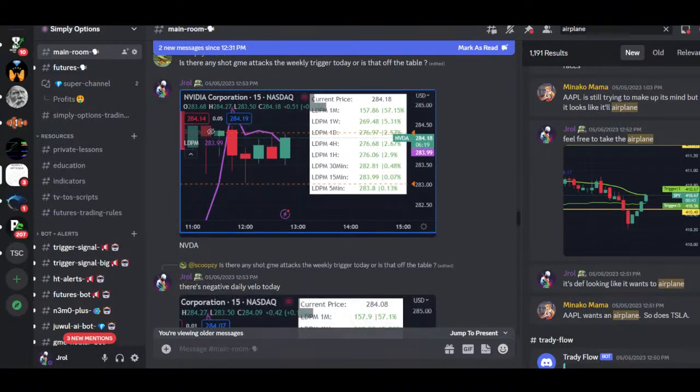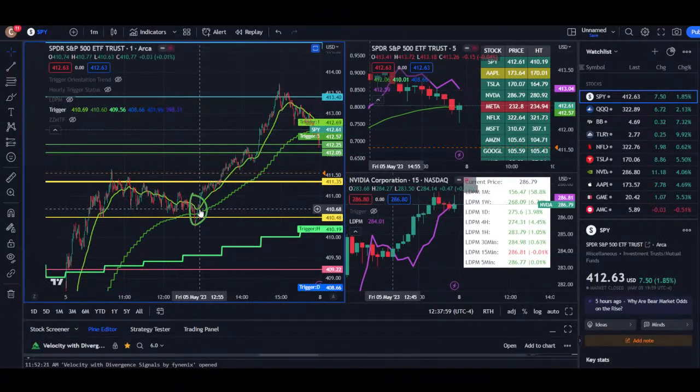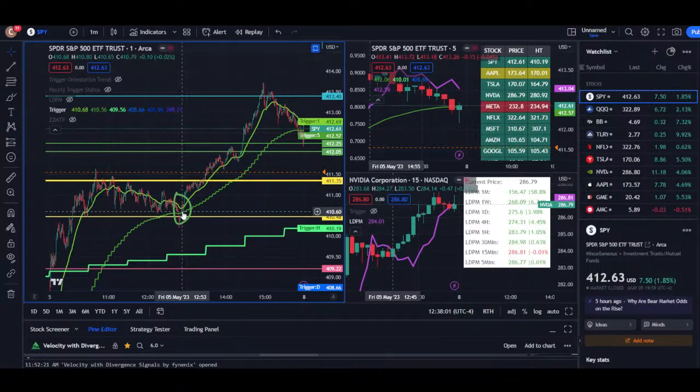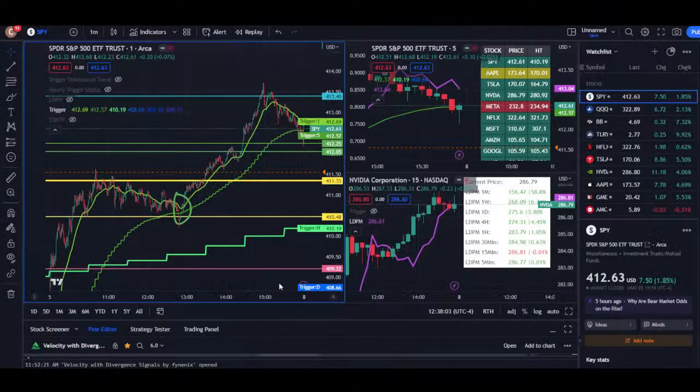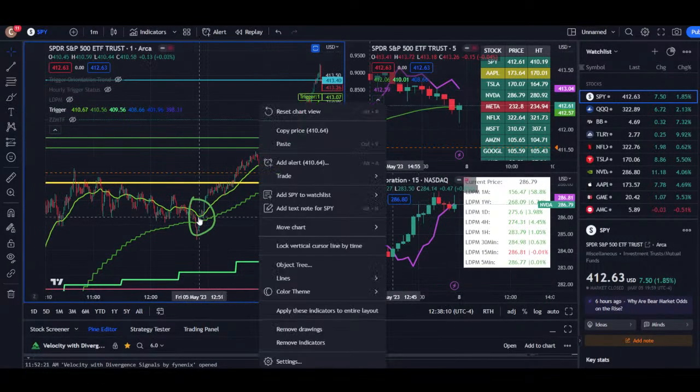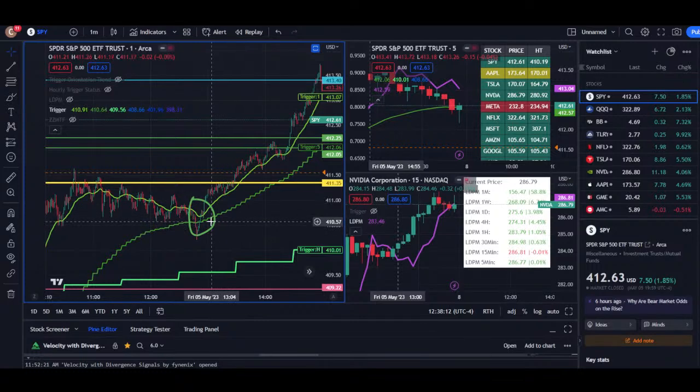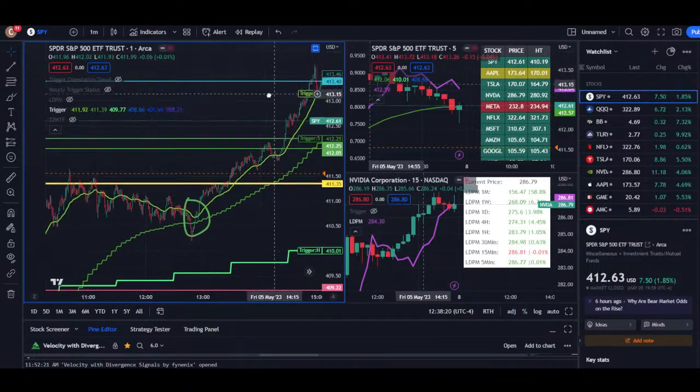So you guys could see that once we did have this airplane setup, price never moved back below the 5 minute trigger. And remember, I wrote this at 12:52. So at 12:52, that was right here, right when price moved above this 1 minute trigger. And look how price continued higher.